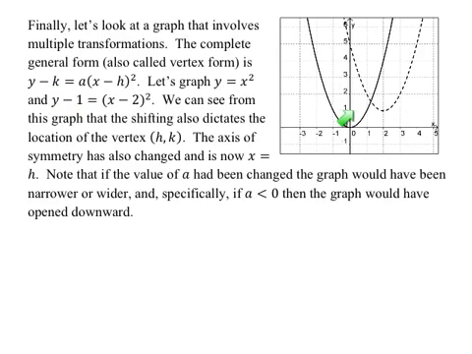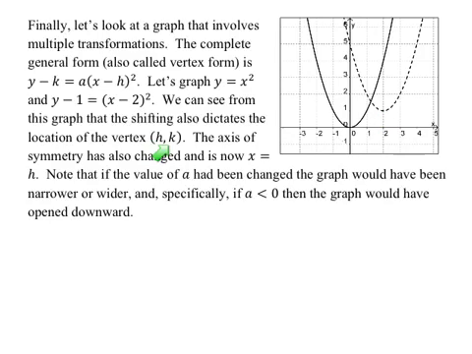Now, we're going to see that it's also shifted over 2. Why is it shifted over 2? Well, here, h is 2. See how it's minus h and it's minus 2, so h is 2. So again, the vertex in this problem is 2, 1. Here's our vertex, 2, 1.